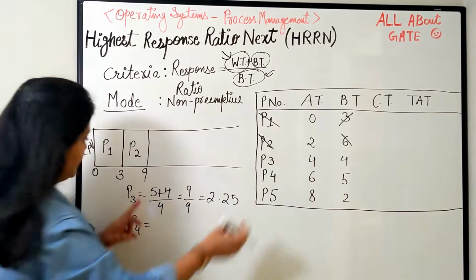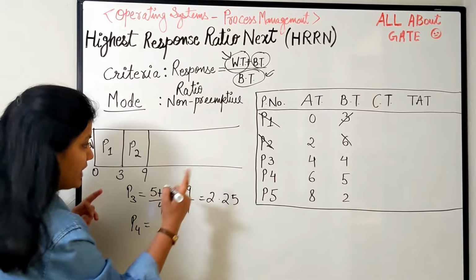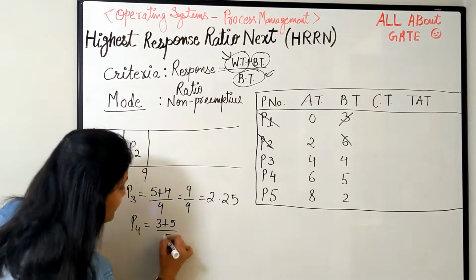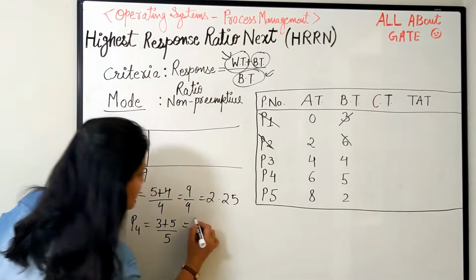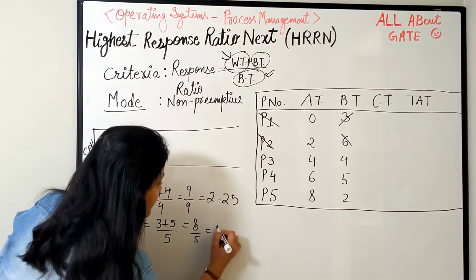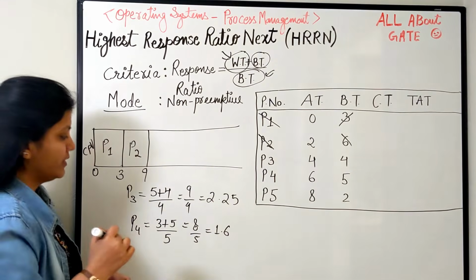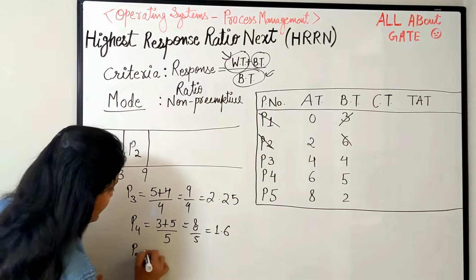P4 came at time 6, so it's 9. So 9 minus 6, 3, plus it needs 5 burst. Divide by 5 burst. So 5 plus 3, 8 by 5 is nothing but 1.6. Lastly, P5 once again.